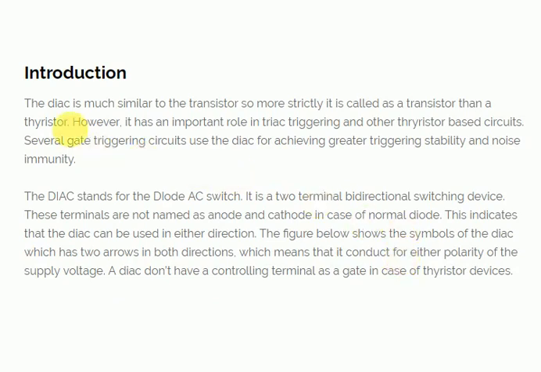The diac is much similar to a transistor, so more strictly it is called a transistor rather than a thyristor. However, it has an important role in triggering thyristors and in other thyristor-based circuits. Several gate triggering circuits use the diac for achieving greater triggering stability and noise immunity.